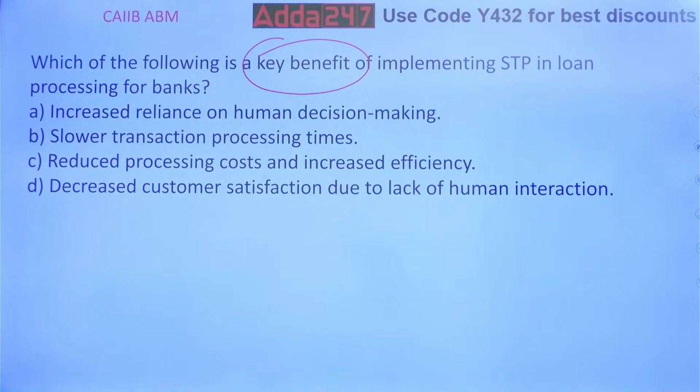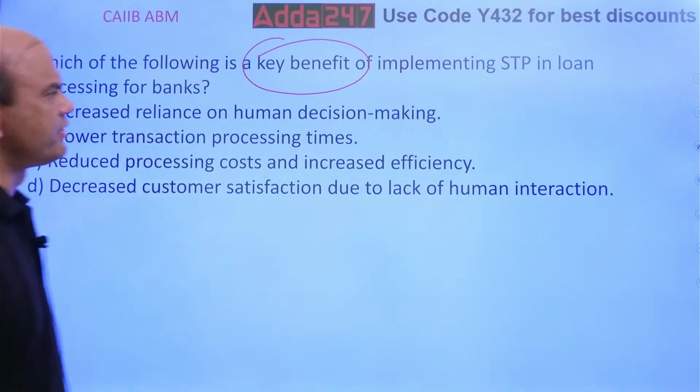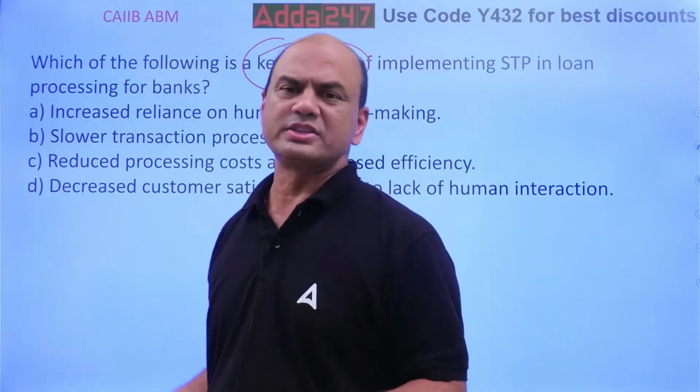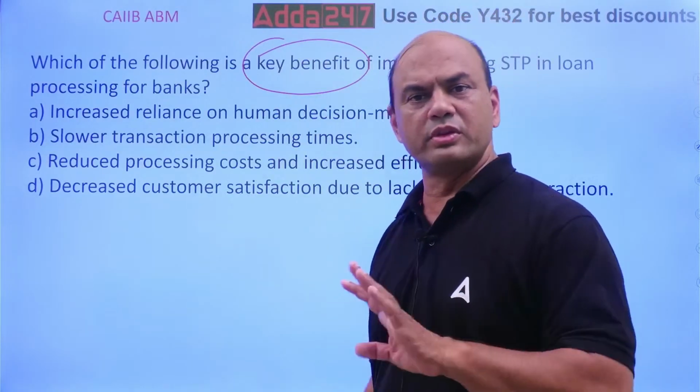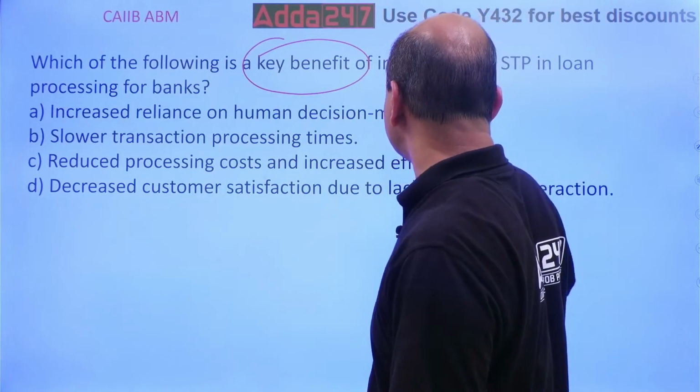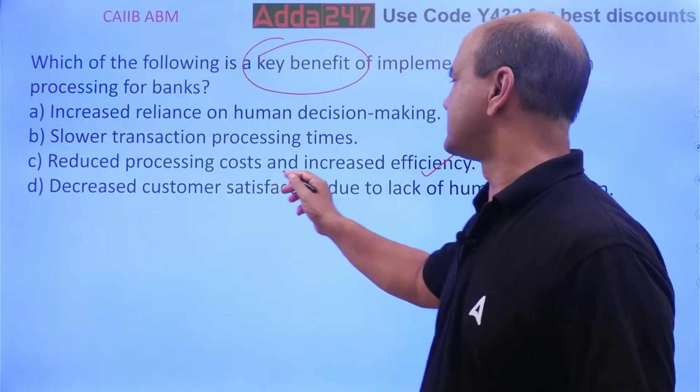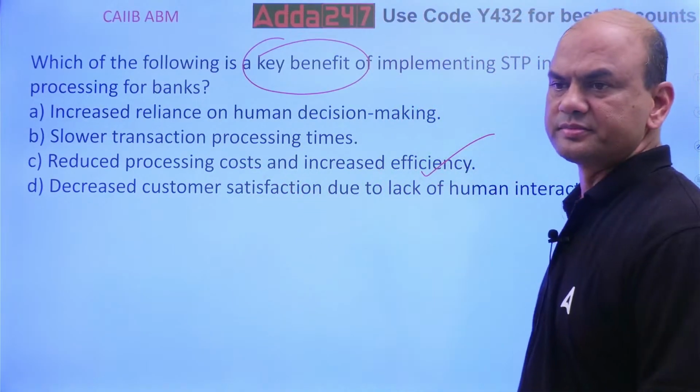Increased reliance on human decision making. Slower transaction processing times, reduced processing cost and increasing efficiency, decreased customer satisfaction due to lack of human interaction. So the answer will be very simple. STP means everything is online. Every full loan origination process is online. So reduced processing time and increased efficiency.